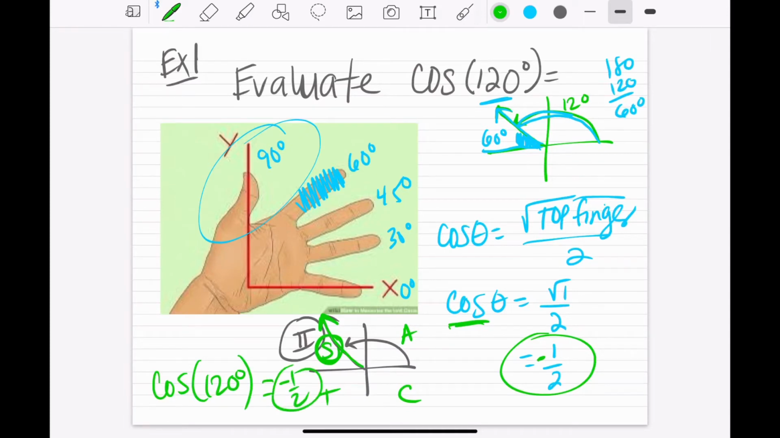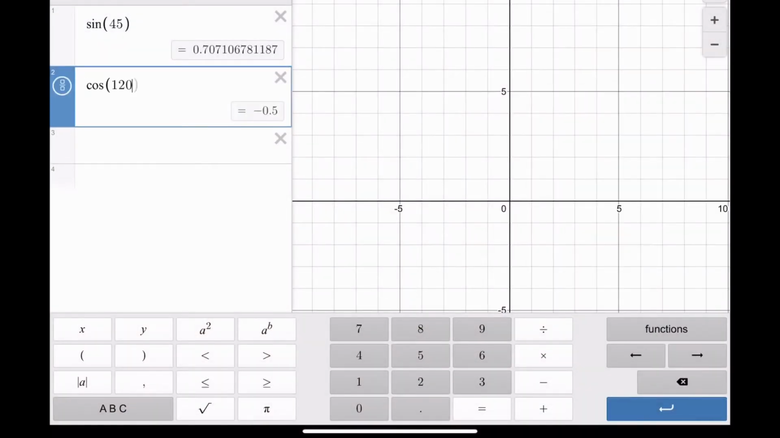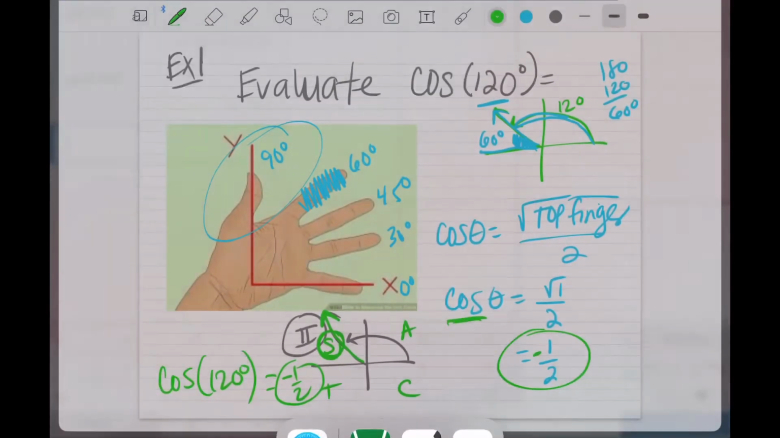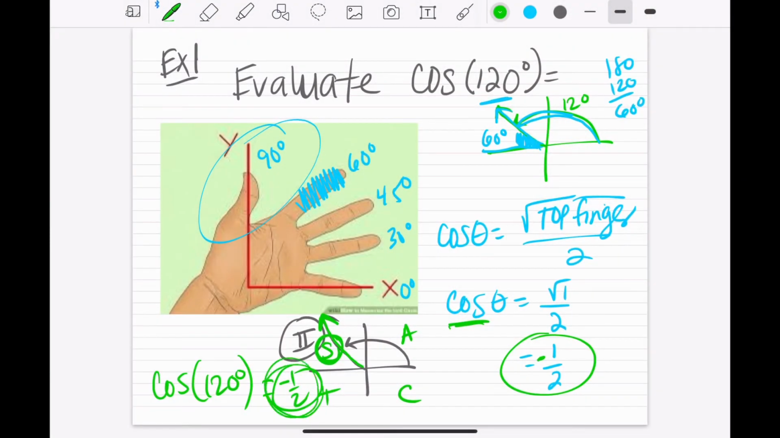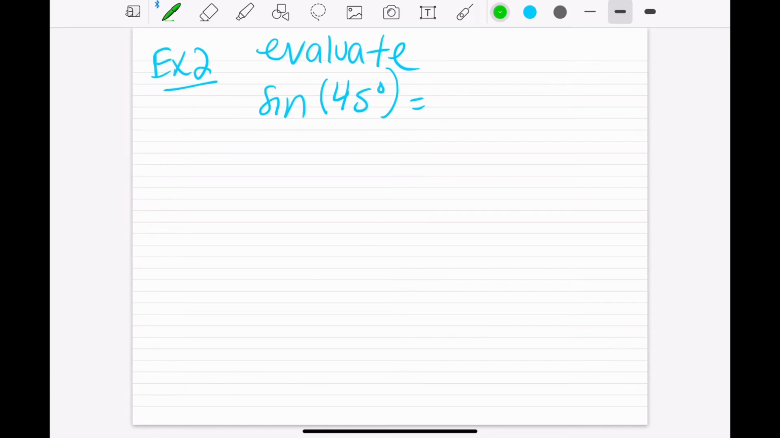Let's check that on the calculator. The cosine of 120 degrees is negative 0.5. Let's keep all of our answers as a fraction because we are trying to find exact values. So let's try example number 2. We're going to evaluate the sine of 45 degrees.